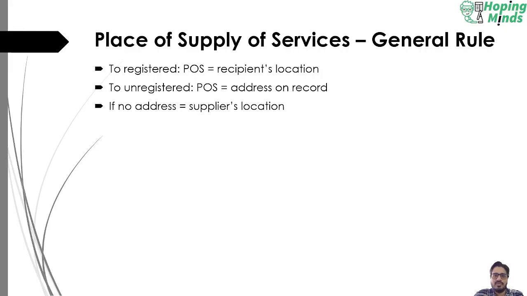So let us go to the slide. For supplies executed to a registered person, the place of supply will be the recipient's location. For supplies executed to an unregistered person, the place of supply will be the address on record, that is the billing address. And if no address is available, then the supplier's location will be the place of supply by default.